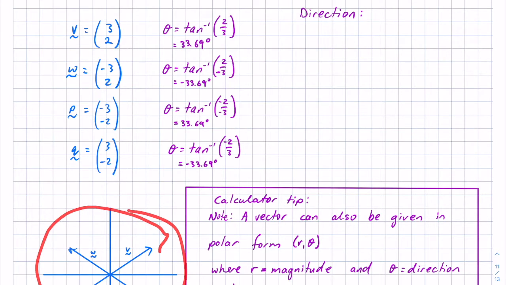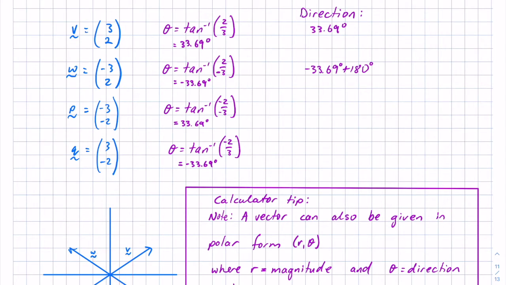So I've drawn that down here. So V, our direction is just going to be 33.69 degrees. That angle right there. For W, we need this angle. W is in the second quadrant. So we had negative 33.69, which is down here. We need to add 180 to get into our second quadrant. So 146.31 is the actual direction.